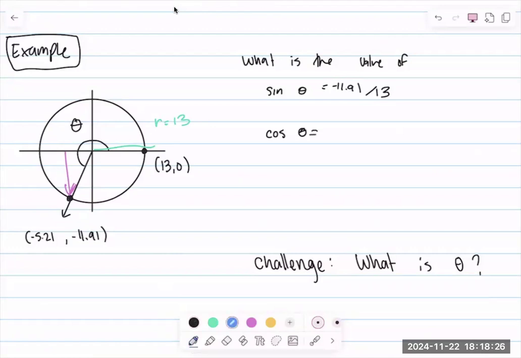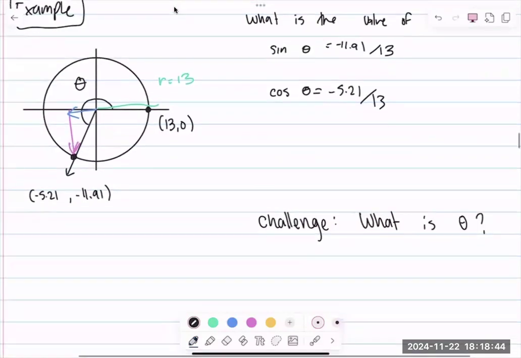Similarly, my cosine of theta is going to be this proportion to the right in terms of radius lengths. And so it's going to be negative 5.21 because we're to the left. And again, we need that in radius length, so we're going to divide by 13. Challenge for you. Find theta using any method you want.